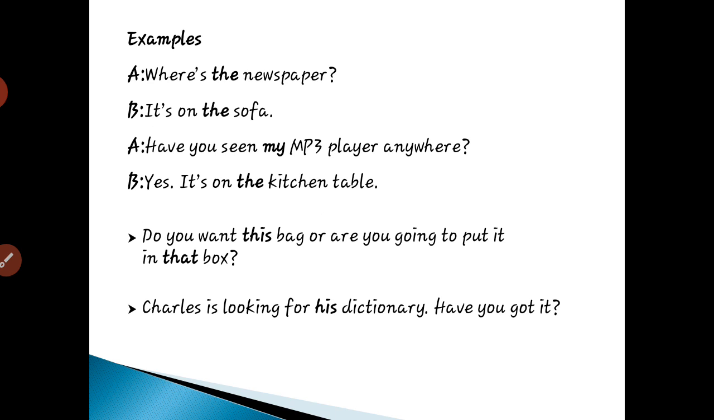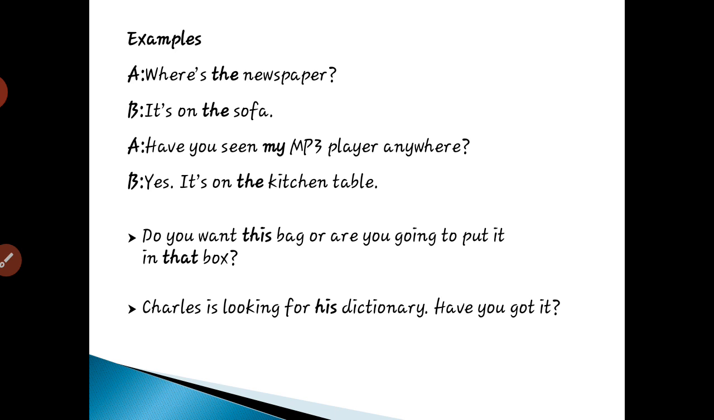So here the is a determiner. Here my refers to something which belongs to the speaker, and the refers to something the speaker and listener can both identify, because they both know or share the same knowledge about that thing.